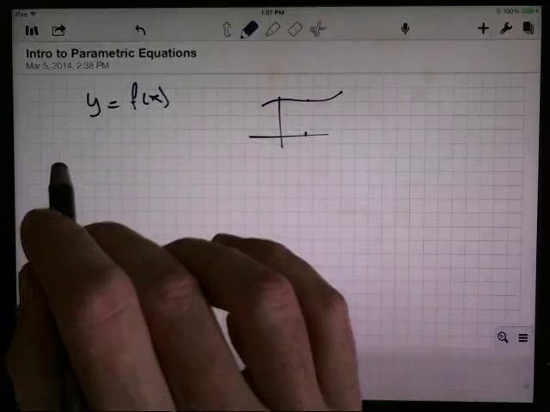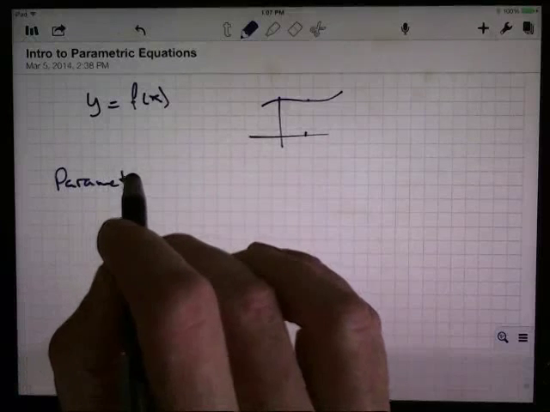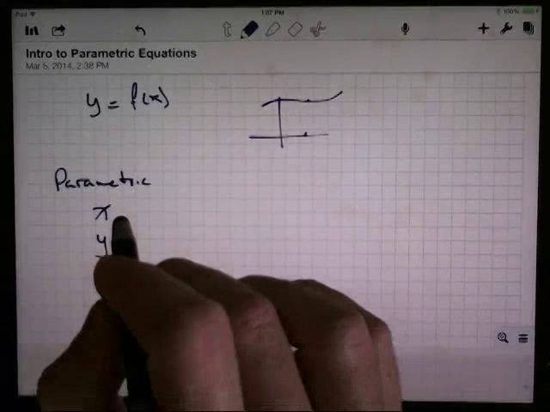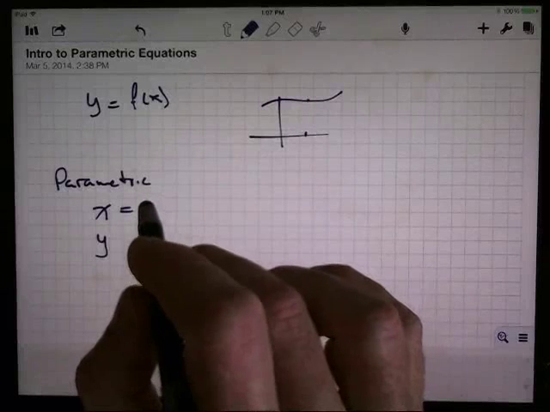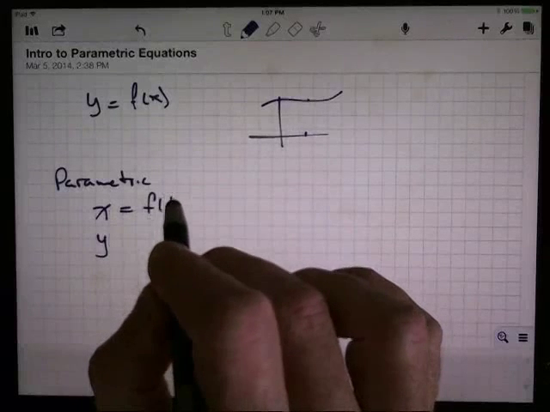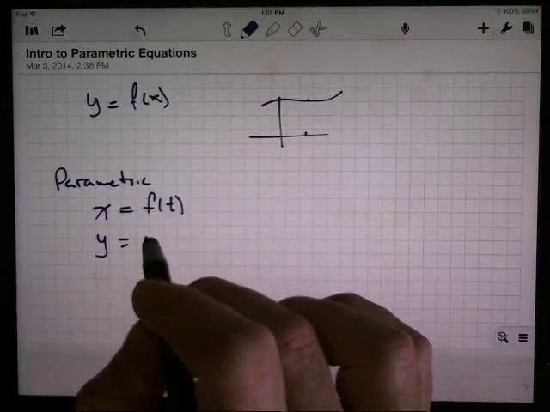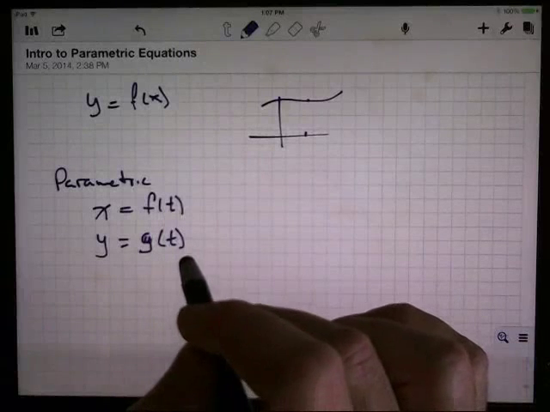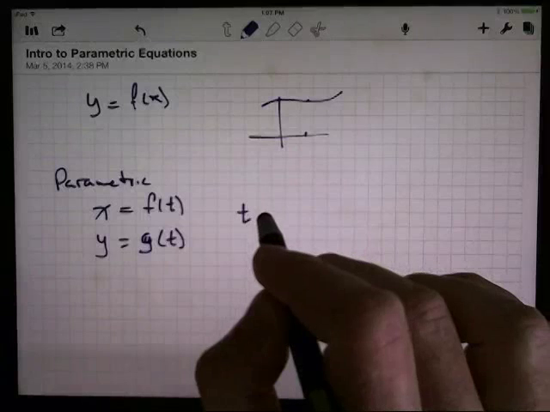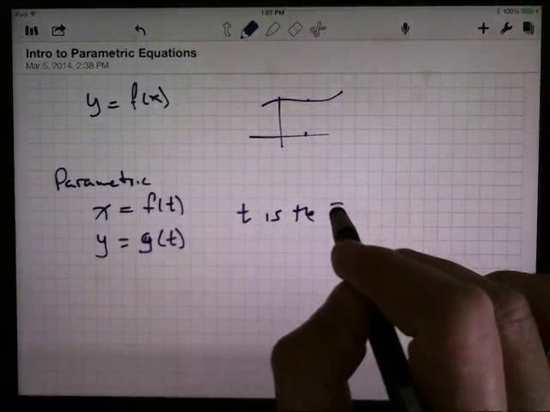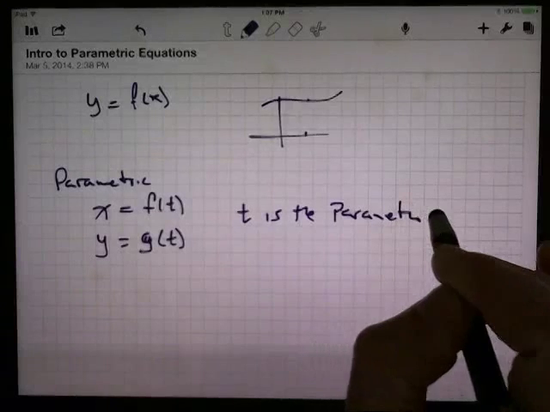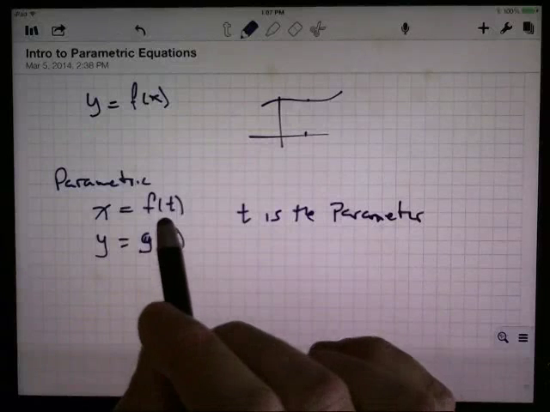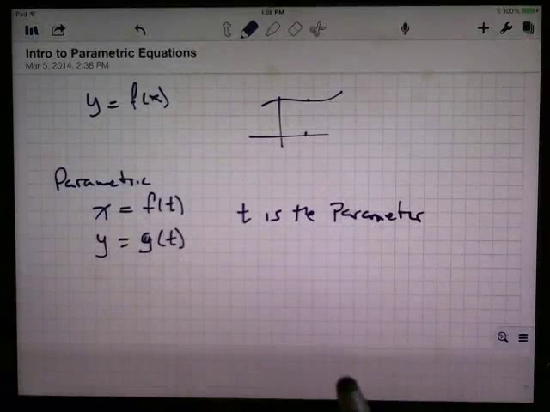Now I want to look at parametric. Parametric takes both x and y and treats them as dependent variables, where you have some other independent variable. So x is going to be some function of t, let's say, and y is some other function of t, let's call it g of t. And the variable isn't always t, but it quite often is t. T is what's called the parameter. So for each value of t, you're going to figure out what x is, and you're going to figure out what y is, and then we'll plot those points.